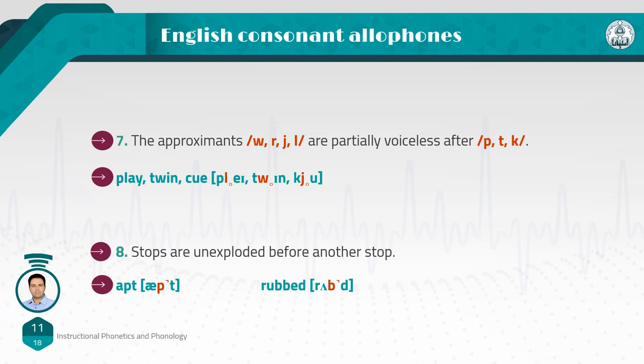But look at this word, apt. I won't say apt-uh. If I want to remove this part which is unexploded, I should say apt. But the fact is that here, p, which is a stop, should be unexploded because it comes before another stop, which is t. So when two stops come after each other, the first is unexploded, like apt. Or here we have b, which is a stop, and d, which is another stop. So b should be unexploded. So I won't say robbed with a release, I say robbed.